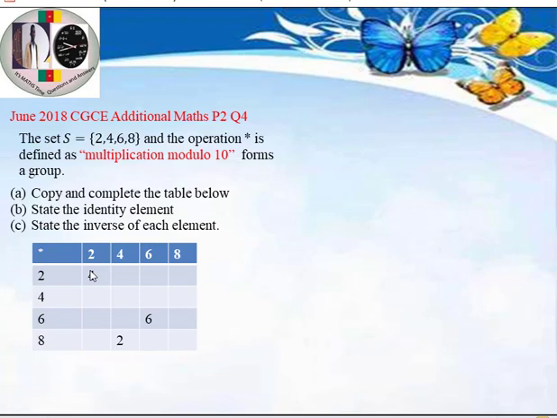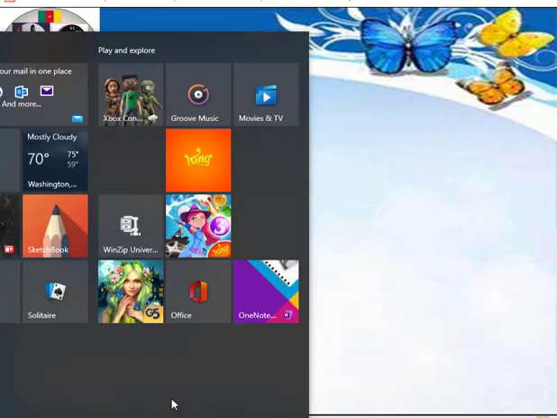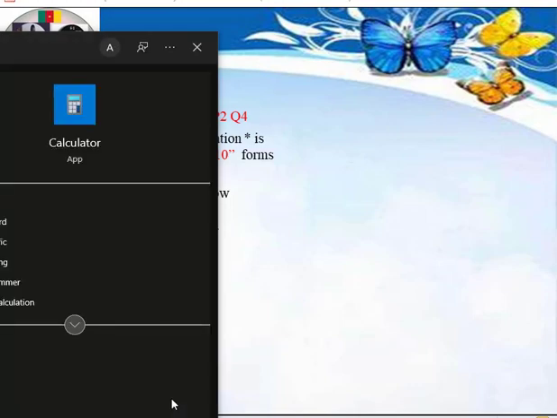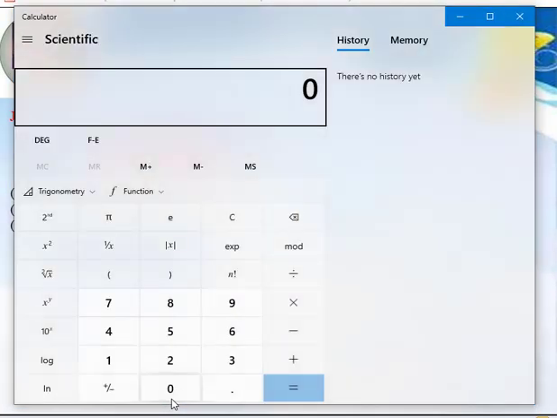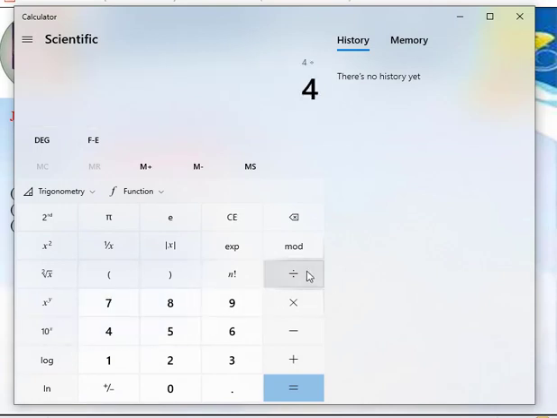So 4 divided by 10 will be 0, remainder 10. If you want to use your calculator again, I will still bring up a calculator just for the sake of understanding. So we still have our calculator there. So 4 mod 10 will simply be 4 divided by 10, and our answer is 0.4.